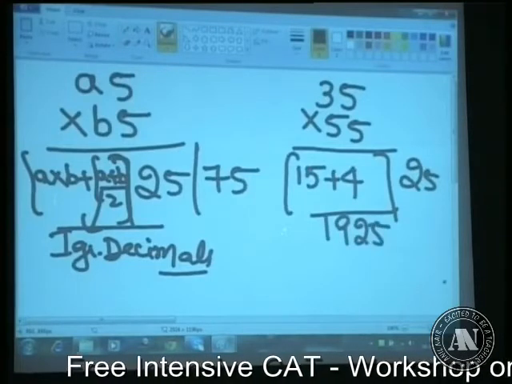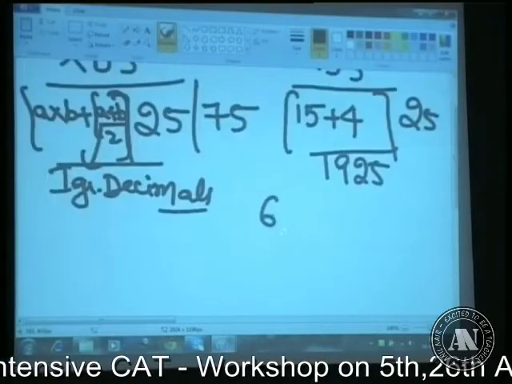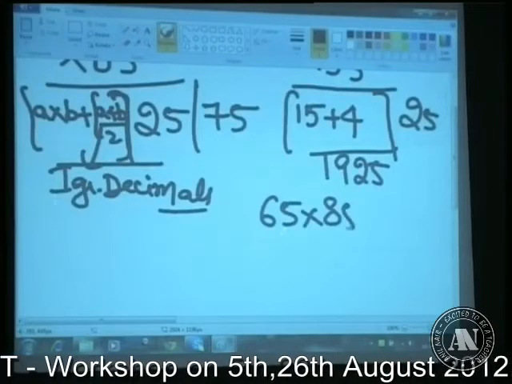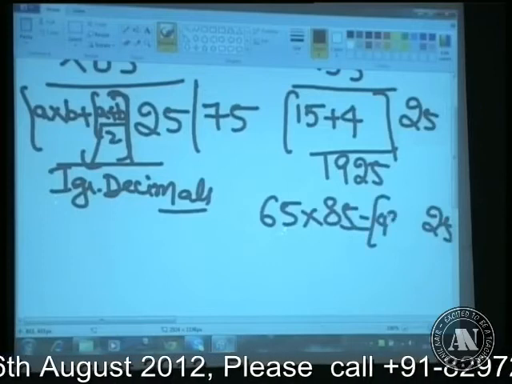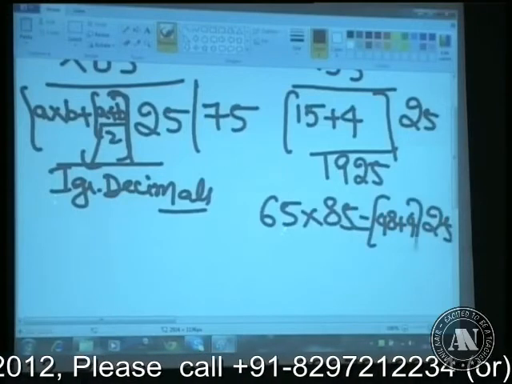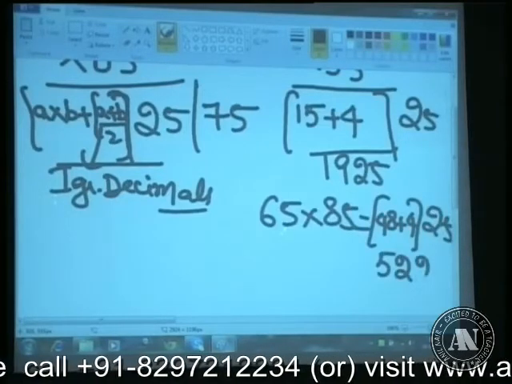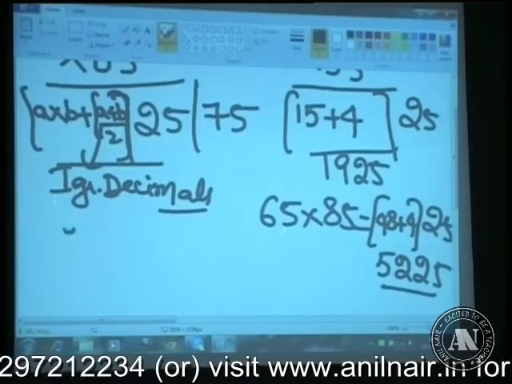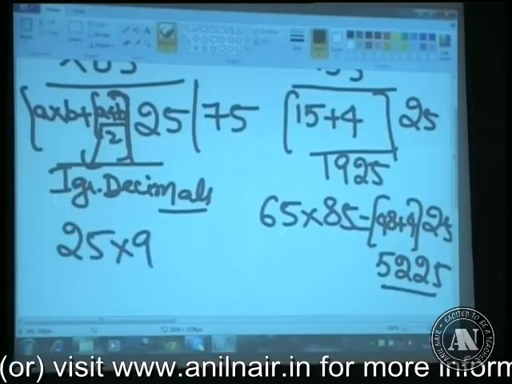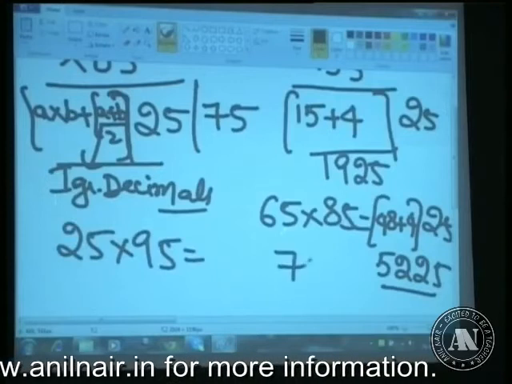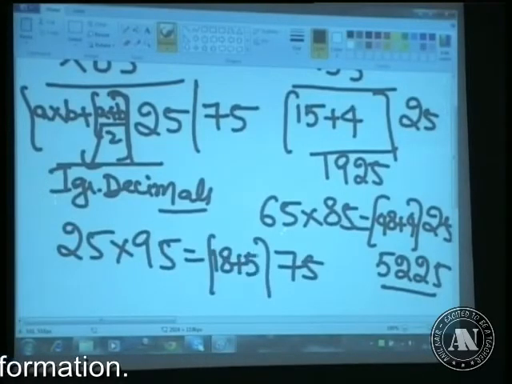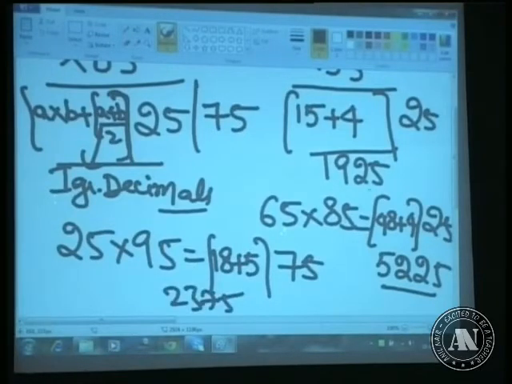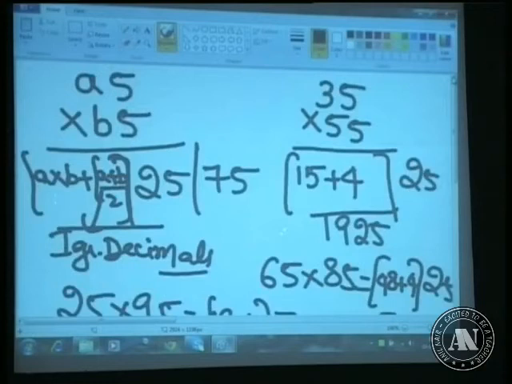1925. One minute. 65 into 85. Tell me the answer. Even into even, 25. A into B, 6 8s are 48. 8 plus 6, 14, by 2 is 7, 25. 25 into 95, do it orally and tell me. Even into odd, this will be 75. 2 9s are 18. 18 plus 11 by 2, 11 by 2 is 5.5, eliminate the decimal, 23, 75. Cut, copy, paste.